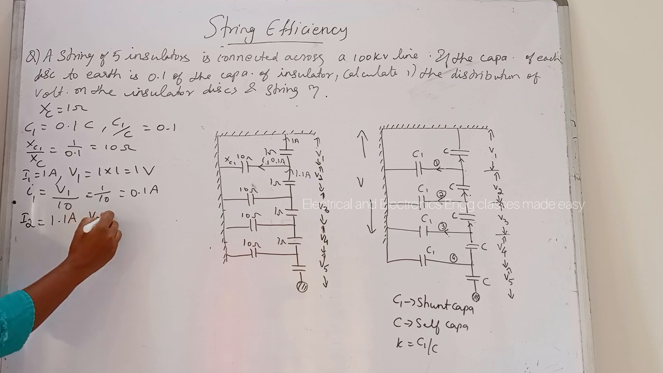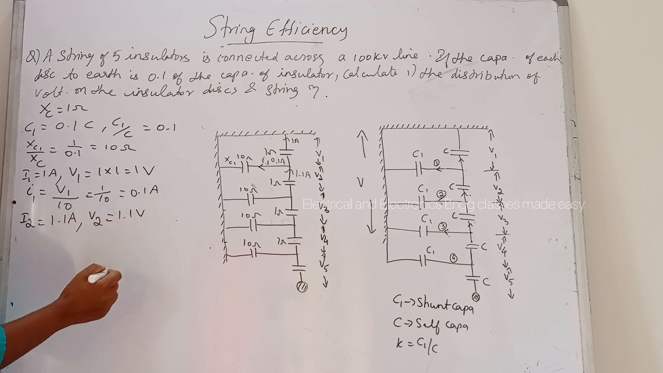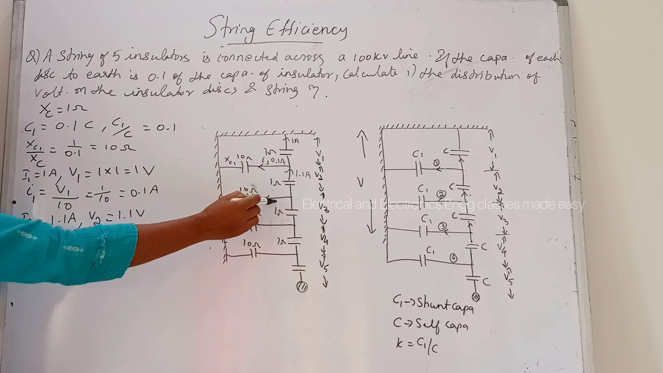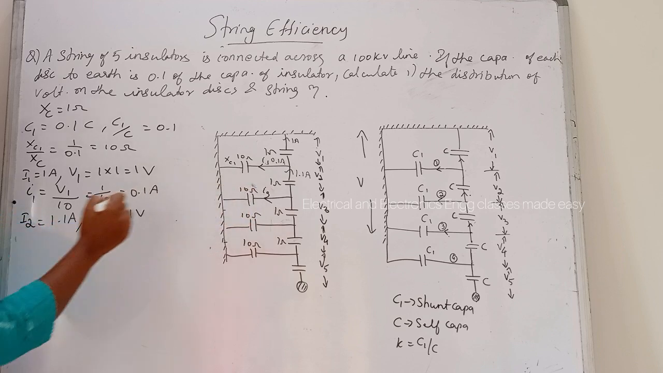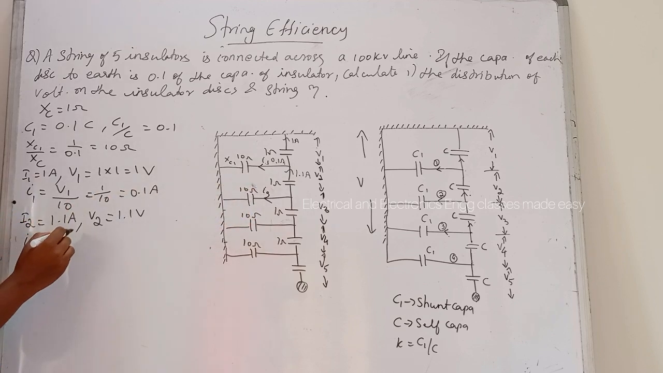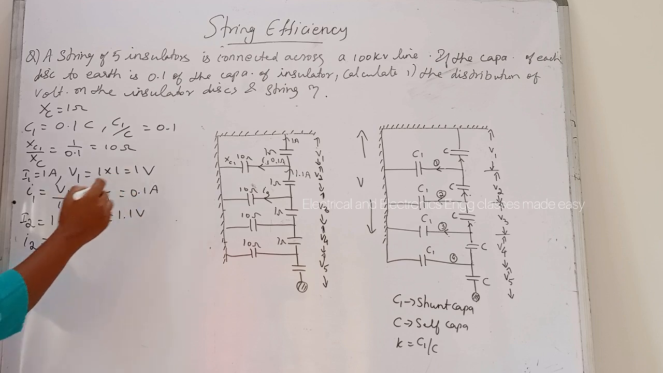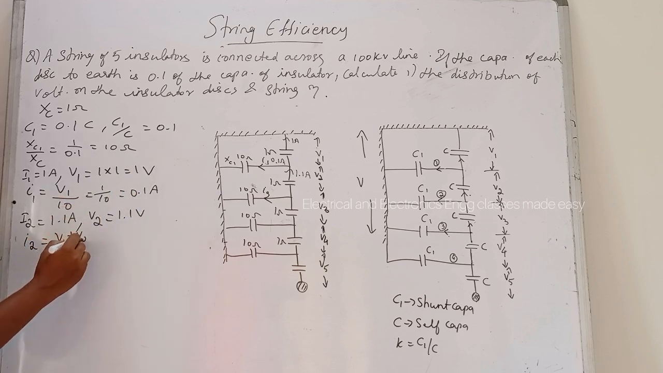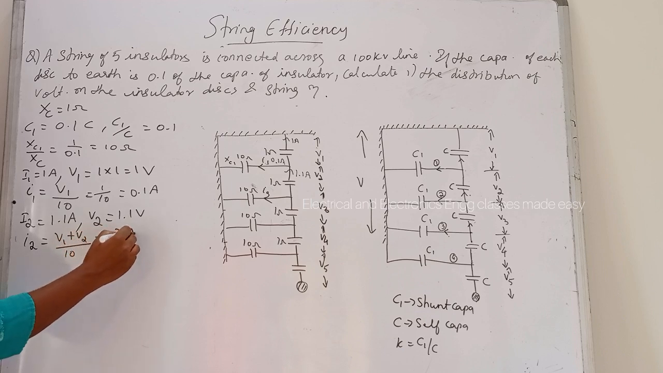Then V2 will be equal to 1.1 volts. Now what will be this current, that is small i2. So small i2 is equal to V1 plus V2 divided by 10, and that is equal to 0.21 ampere.